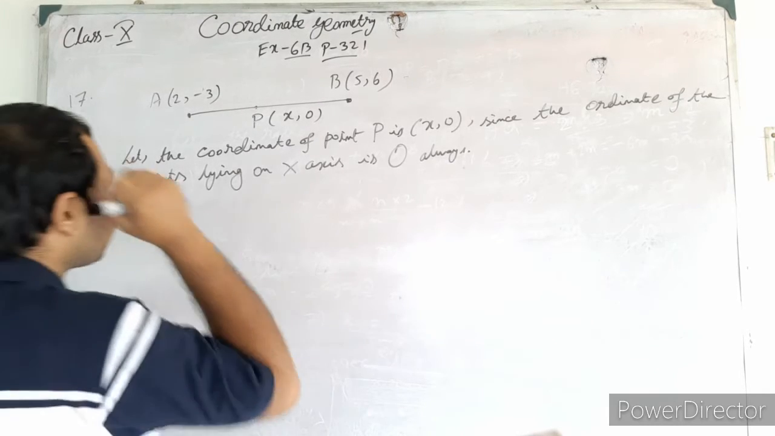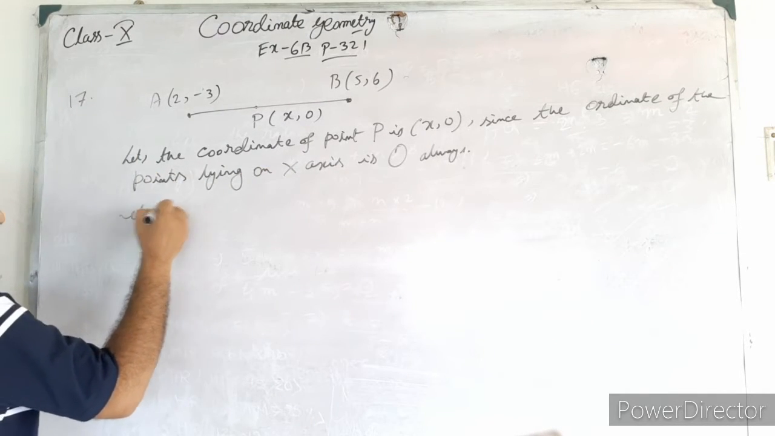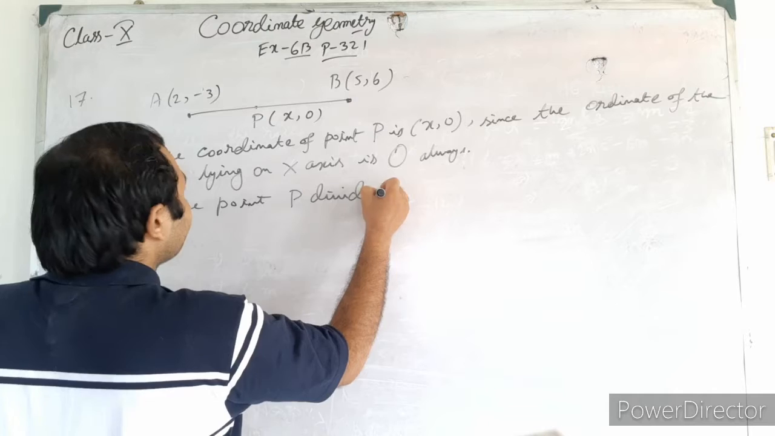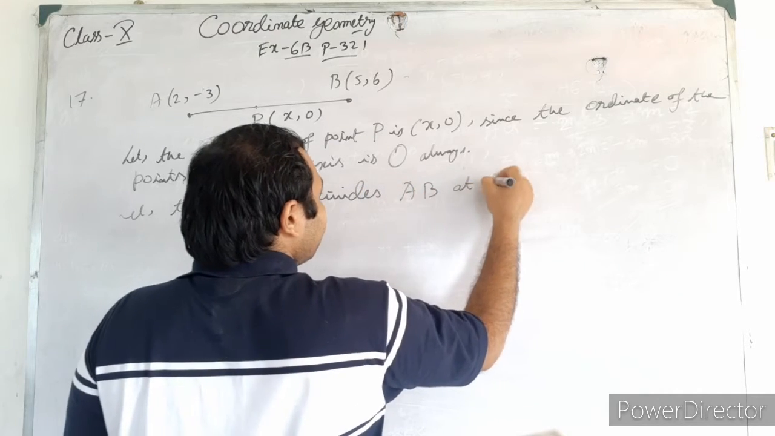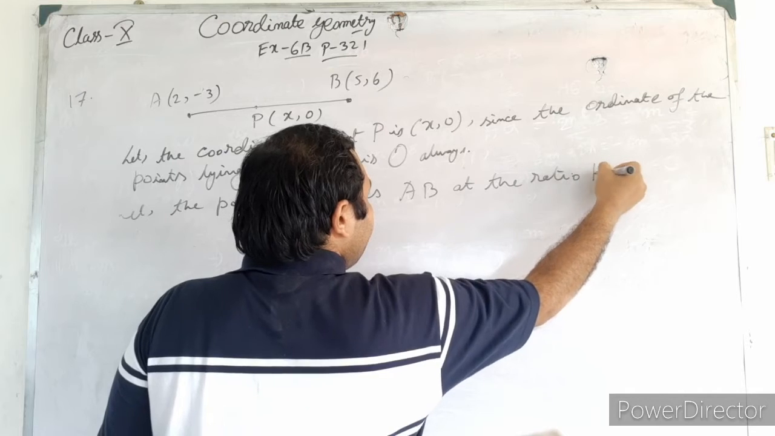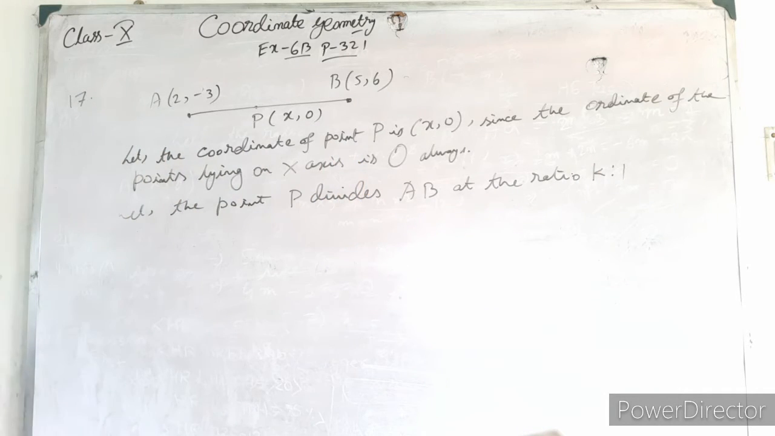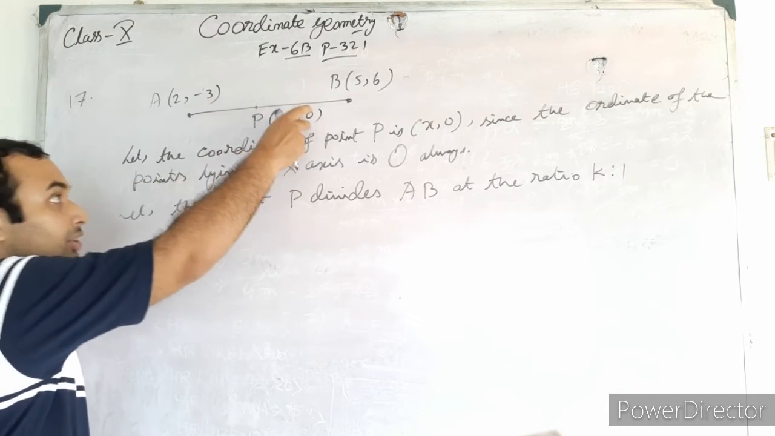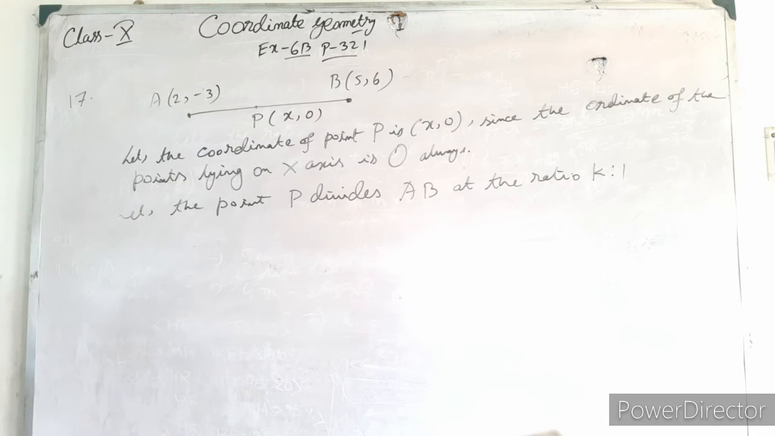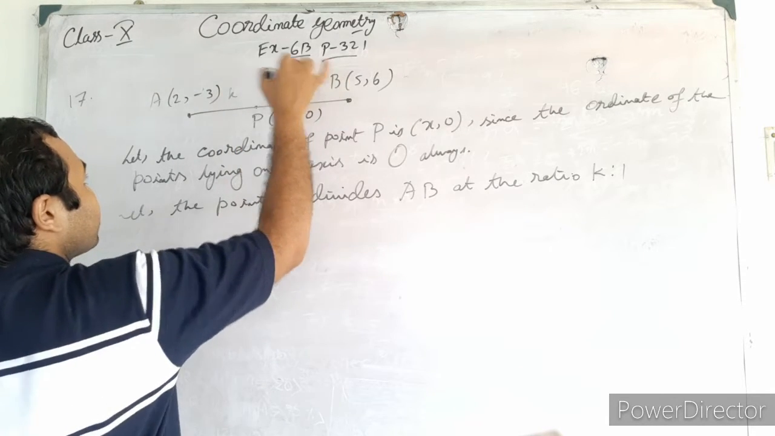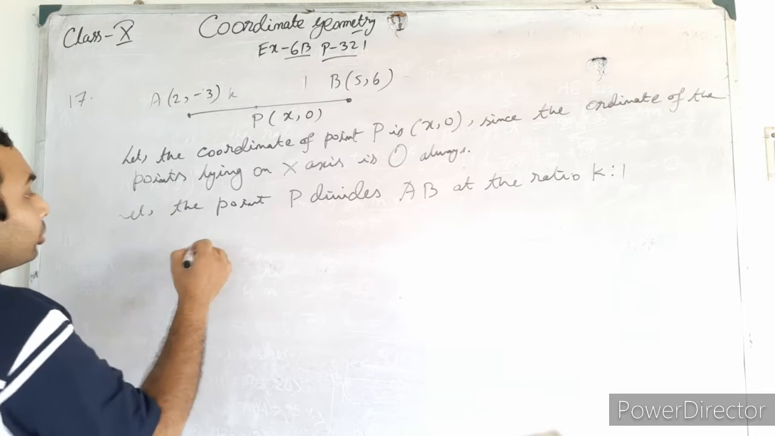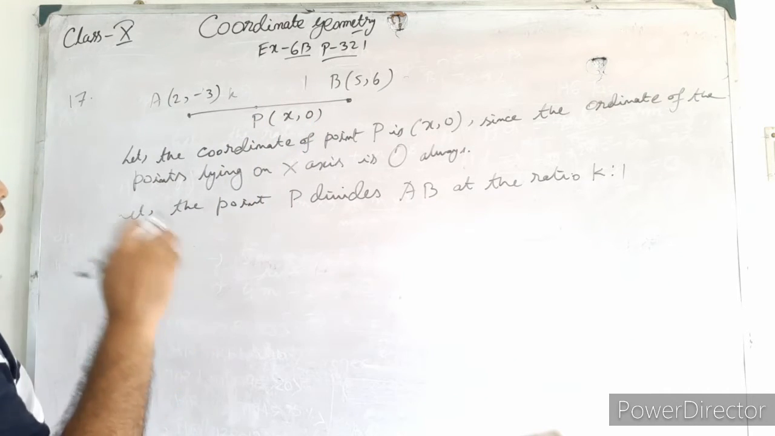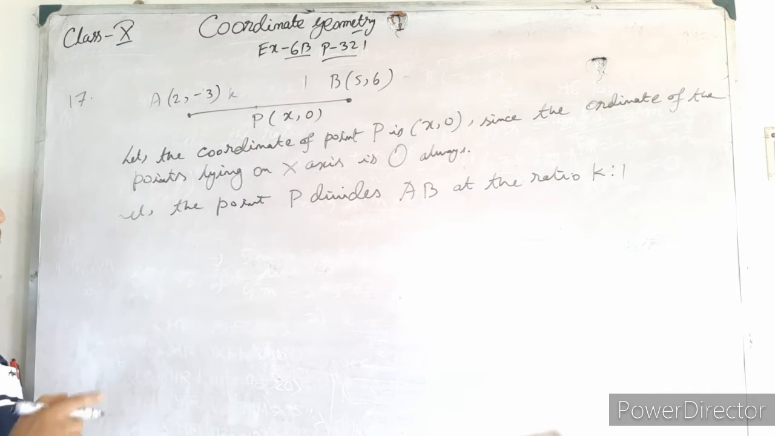So they are wanting the ratio. We will take it like this: let the point P divide AB in the ratio k is to 1. Now x is one variable, we don't know the value of x, but 0 is there, so we will apply the 0 there. If it is k is to 1, then obviously we have to use y2, because we are taking the y coordinate. So m y2 plus n y1 by m plus n, that is the rule.